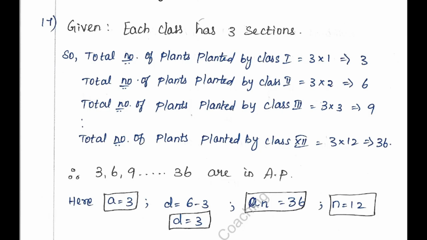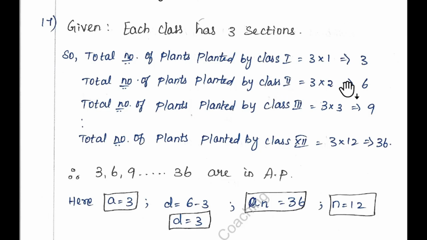If it is seventh class, they are going to plant 7 trees. But for each class, there will be 3 sections, no? So you have to multiply everything by 3. Since if each class has 3 sections, class 1 will plant 1 tree, but for 3 sections it is 3 trees, right?